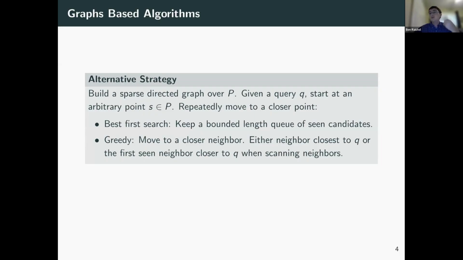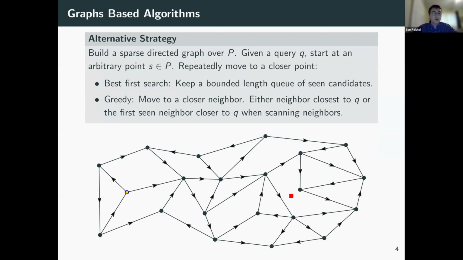And even there, there are two versions of greedy. You can say, I'll move to my best neighbor, which would require scanning all of your neighbors. Or you can just say, the first time I see a neighbor, I'll jump to it if it's closer. So two greedy versions, an impulsive one and a more careful one.